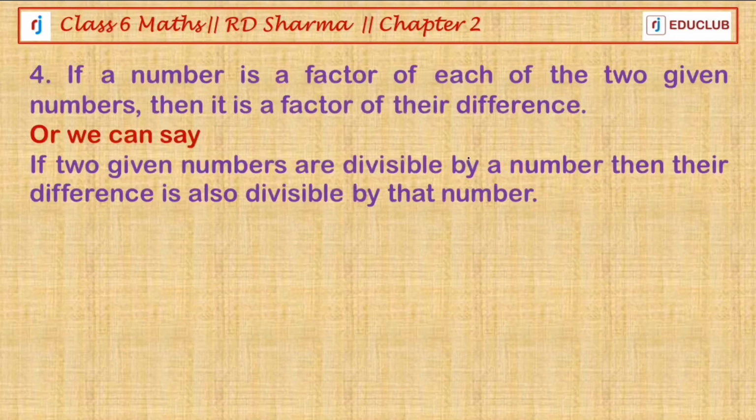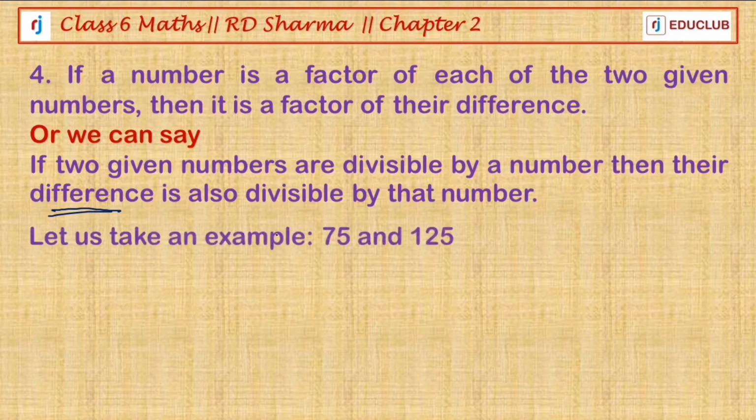Now next is, if a number is a factor of each of the two given numbers, then it is a factor of their difference also, okay? Or we can say if two given numbers are divisible by a number, then their difference is also divisible by that number. In the last one, point number 3, the sum is also divisible. Here the difference is also divisible, okay?